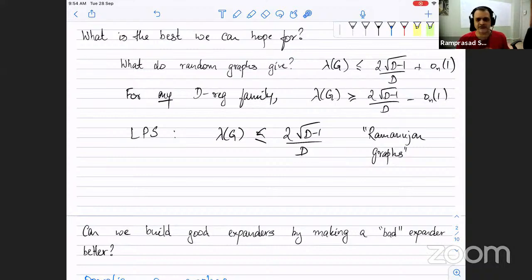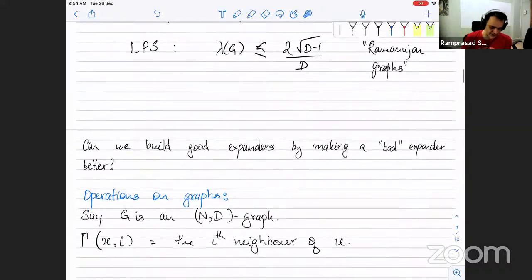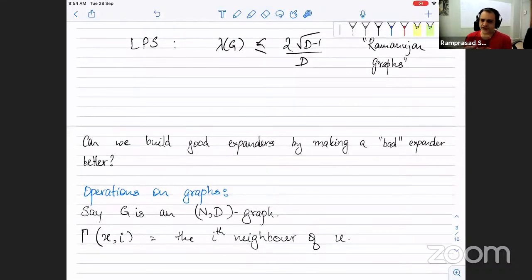Okay, so here is the goal. What we're going to do is start with a graph and keep applying certain operations on it to improve it in certain aspects. It will be useful to have some notation.